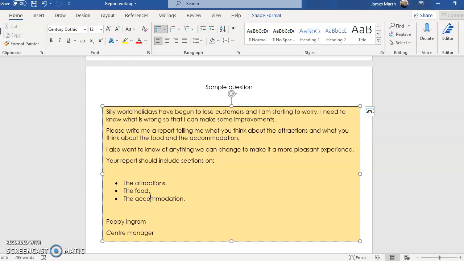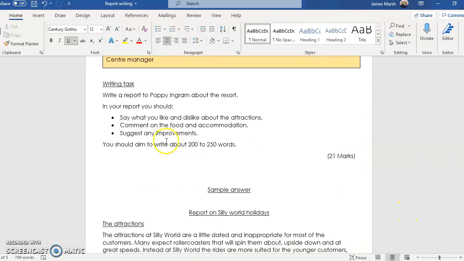Okay, so generally in the exam, they'll give you the information like this, and then they'll give you the writing question. And the writing question just repeats pretty much what's in the information there. It says writing task, write a report to Poppy Ingram about the result. In your report, you should say what you like and dislike about the attractions, comment on the food and the accommodation, and then suggest any improvements. Okay, so as long as you have those 3 things in there, it doesn't really matter how you structure it, as long as you do have those things in there. Okay, but I'll just show you mine there. And this is for the first question of the writing test. You'll see that it's 21 marks.